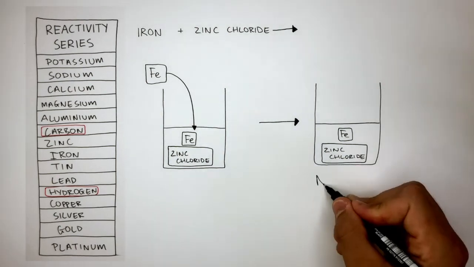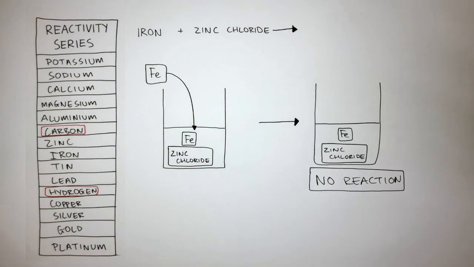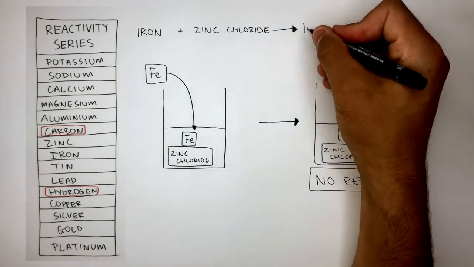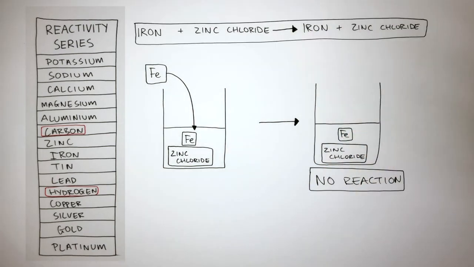So because there is no reaction, in the word equation for the products, we just write iron plus zinc chloride to represent how there has been no chemical reaction, as the reactants and products have not changed.